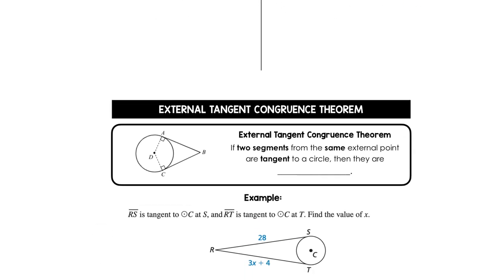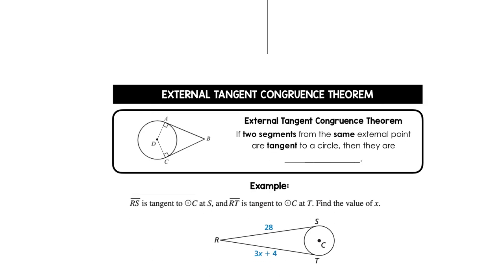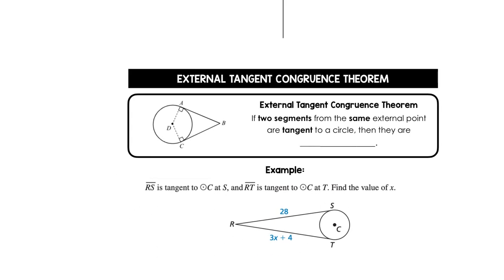So we have the external tangent congruence theorem. It says if two segments from the same external point, in this case, the external point is B, meaning outside of the circle, are tangent to a circle. So here's a tangent segment, which could be extended to a tangent line. Here's another tangent segment, same thing. It initially was a segment from B to A, and I extended it to a line. But if we have two tangents coming from the same external point, then they are congruent. So this blank is congruent. So we're just going to use that to solve some equations.